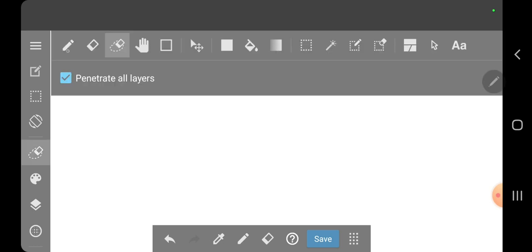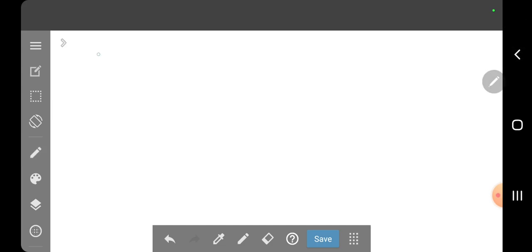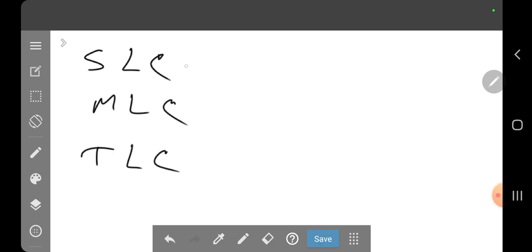The first one is single level cell, the second one is multi-level cell, and the third one is triple level cell. So the first, single level cell, what does it mean? The SSD is generally created by transistors. Lots of transistors added together, and we can make a full SSD. So single level cell is something like that: one transistor can hold one bit. Bit means a value, let's say 0 or 1.